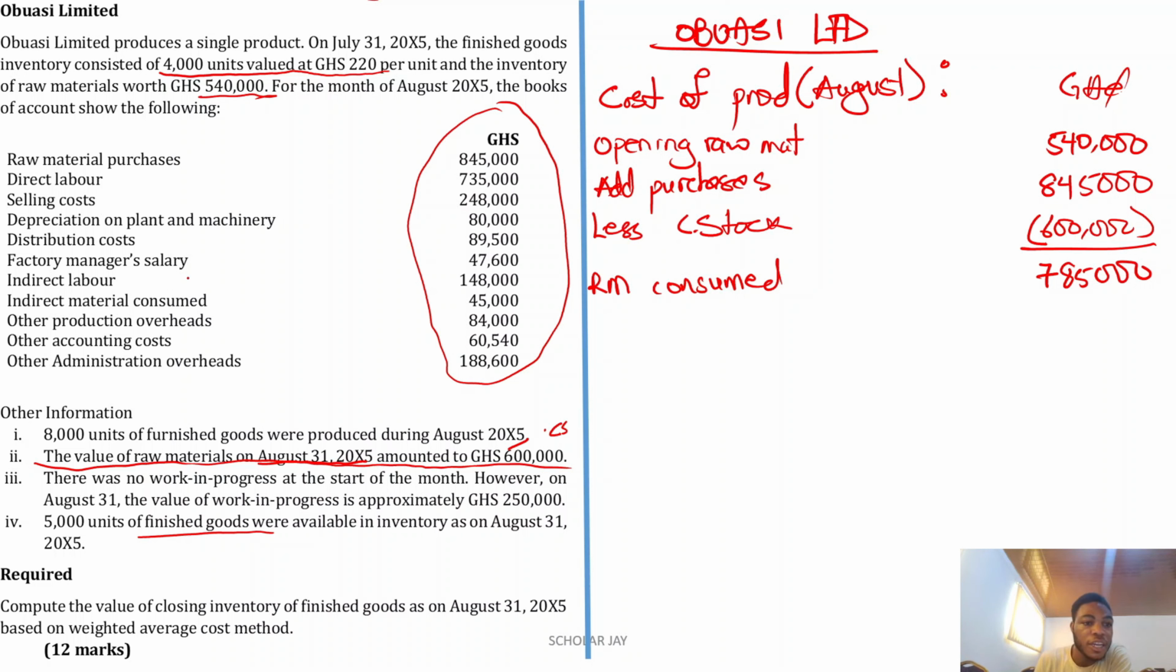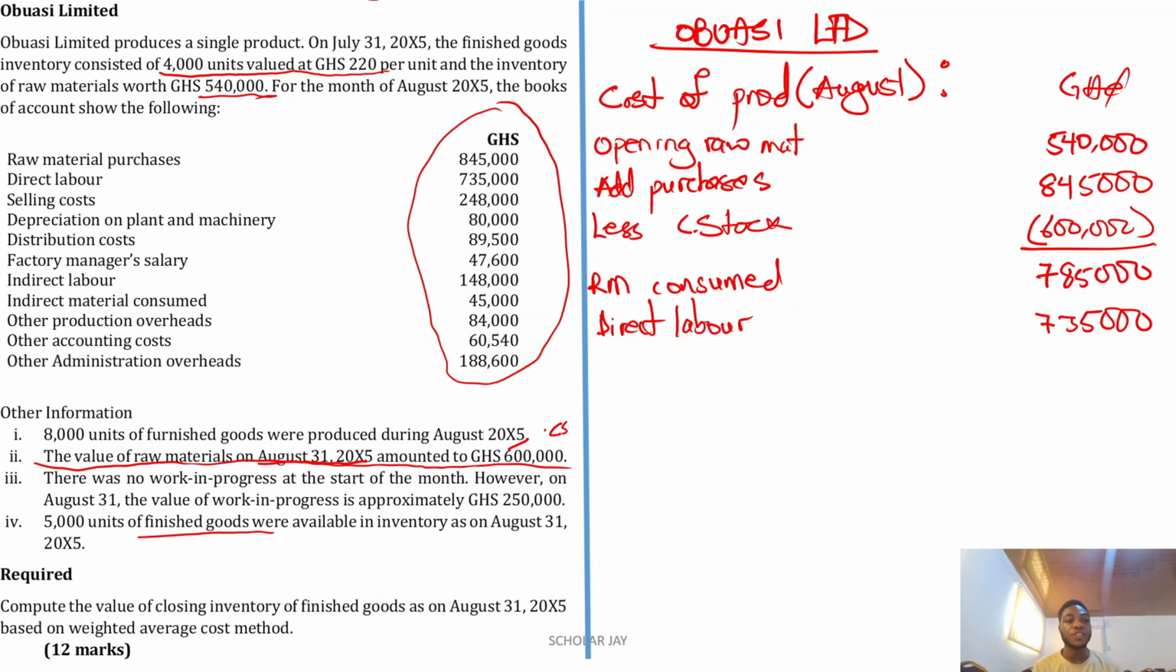Now, the next one is direct labor. Do you think we'll add direct labor? Yes, we are going to add direct labor, of course. The wages that we pay to those direct labors, we are going to include it. That's 735,000. Then selling cost. Do you think we are going to include selling cost? No. Selling cost is used under NRV. I've explained more of this under our first question solving, right?